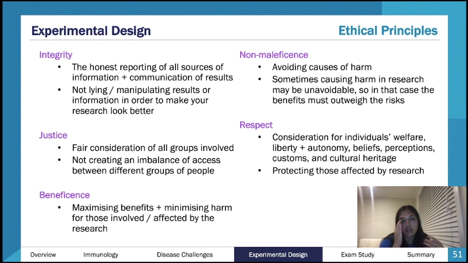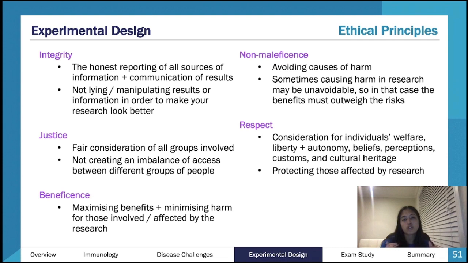Bioethics are emphasized a lot more than they have been in previous years. So integrity, basically just being honest, communicating all of the results, even if they're bad. Justice, ensuring that everyone is treated fairly, ensuring that, you know, whatever you're researching, like say it's a drug or something, it'll be accessible to like all people and you're not going to create this sort of unfair market really.